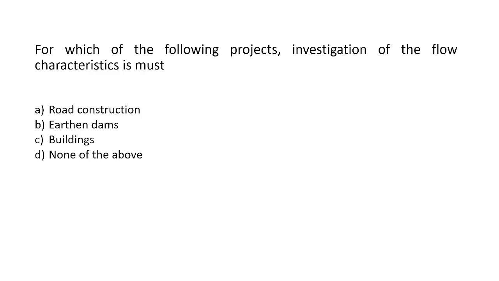In case of road construction, the flow characteristics are not that important. But earthen dams will be there near some kind of water structure, right? So for the earthen dams construction, we have to investigate the flow characteristics of the river, the sea, the ocean, whatever it is. Okay, so the answer for this question will be the earthen dams.